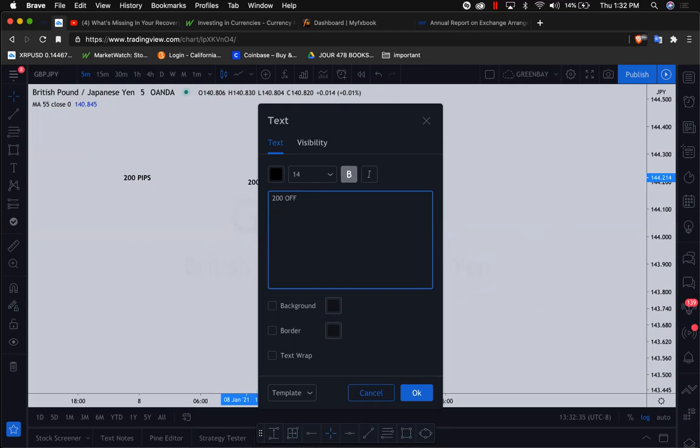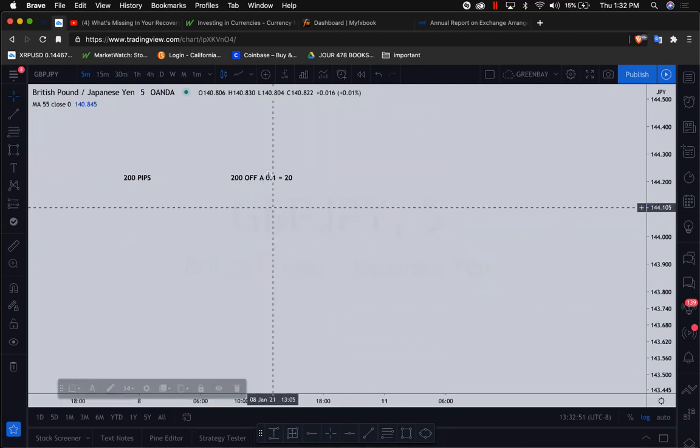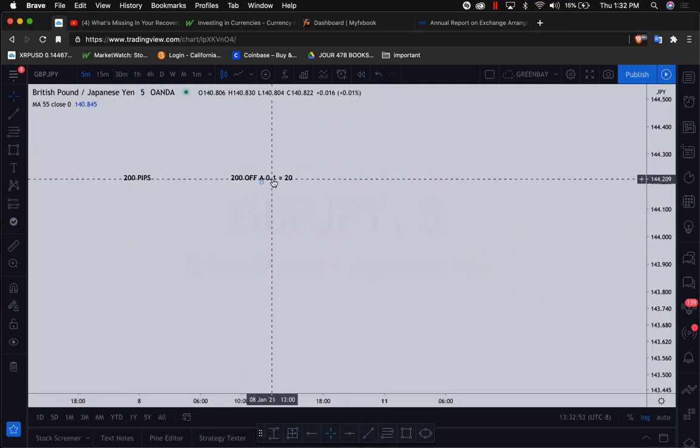off a 0.01, you would have made damn near $20, right? You would have made $20 because every pip is a penny for a penny lot, and so every 10 pips is $1. So 100 pips would be equivalent to $10 because every 10 pips is $1, and 10 pips times 10 is 100, and you just do the math for that.